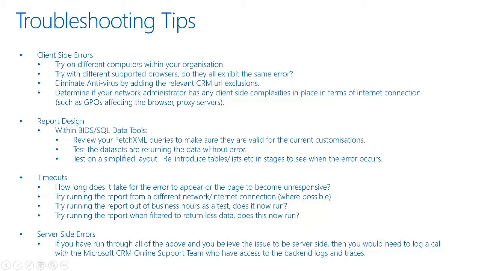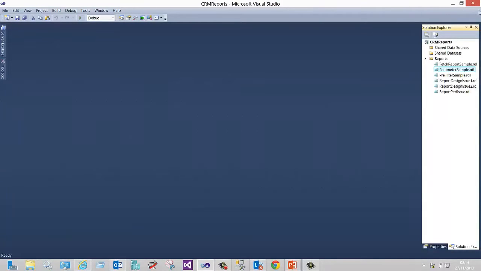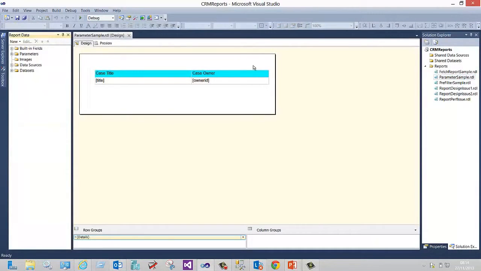Okay, so with regards to running the report against a smaller set of data, let's go back to Visual Studio and take a look. So the first example we'll take a look at here is using parameterization. So I have a sample report that we take a look at. You can see here this report's quite basic. We've got two data sets, cases and users.